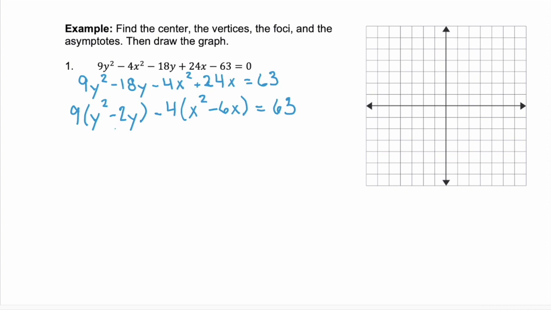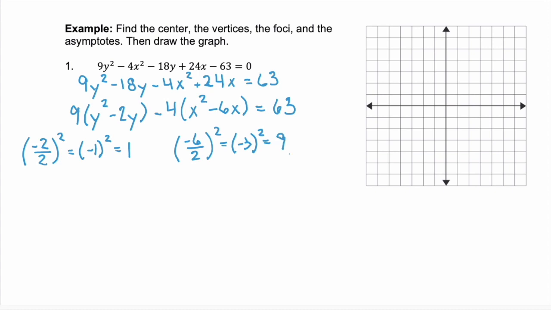And first we'll complete the square with the y. To complete the square with the y, you take your b, which is negative 2, divide it by 2, and then square it. So that's negative 1 squared, or 1. Let's complete the square with our x, and then we'll move on to the next step. That would be our b, negative 6, divided by 2, and then squared, or negative 3 squared, which is 9. Okay, completing the square. Now we can add it back in.